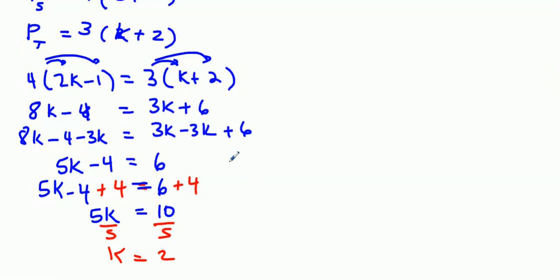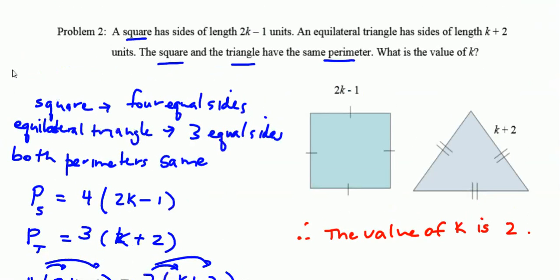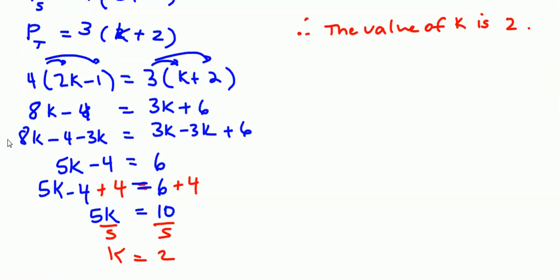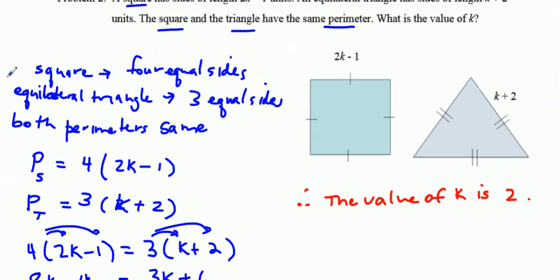Okay, so I got a value for k, and so I should make a conclusion here, therefore, the value of k is 2. I should also just go back and check and see if I answered the question that was asked. What is the value of k? Because this could have asked, well, what is the perimeter of the triangle? Or what is the perimeter of the square? Once I got k, I could figure out what the perimeter of the square was. I would just stick 2 in here for k and figure out what this is. Or I could do the same thing here. I could put 2 in here for k and get that the perimeter was 12. Okay, 2 plus 2 times 3.